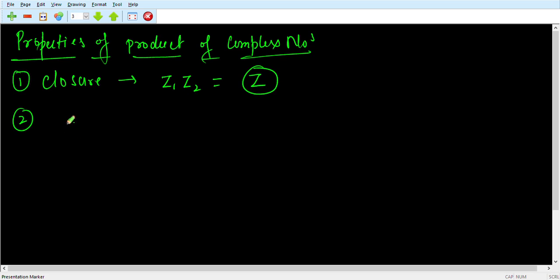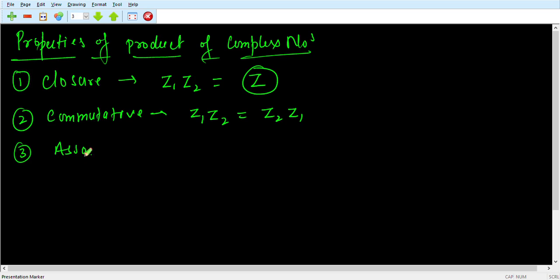The second property is commutative property. Commutative property says if I am going to multiply z1 into z2, this will be equal to z2 into z1. Third property is associative property. Associative property says if I have three complex numbers, then z1 z2 multiplied with z3 is equal to z1 multiplied with z2 z3.